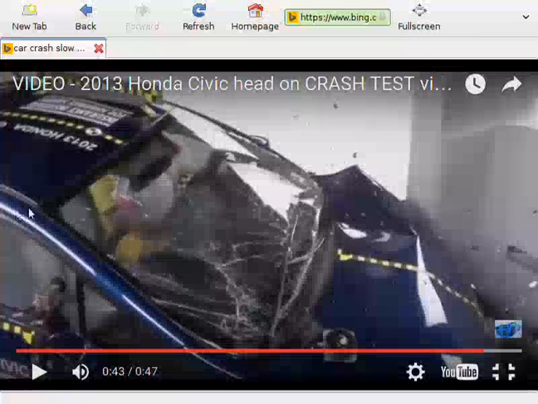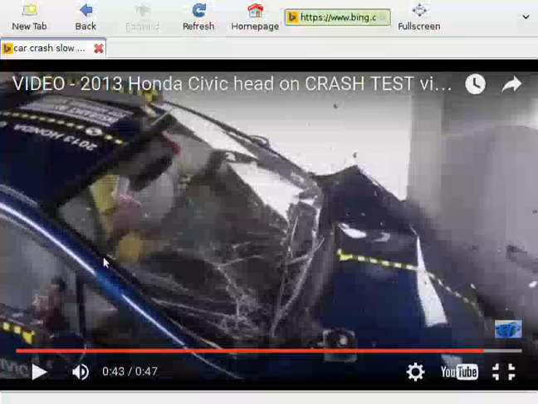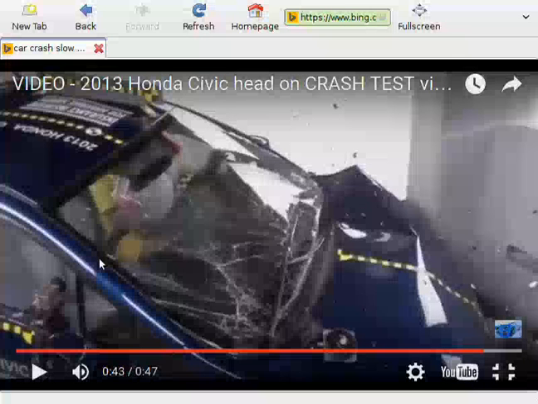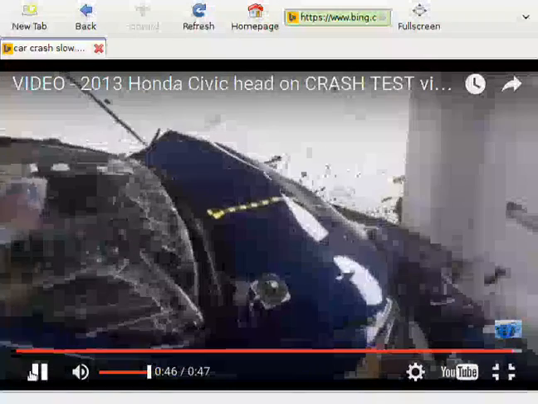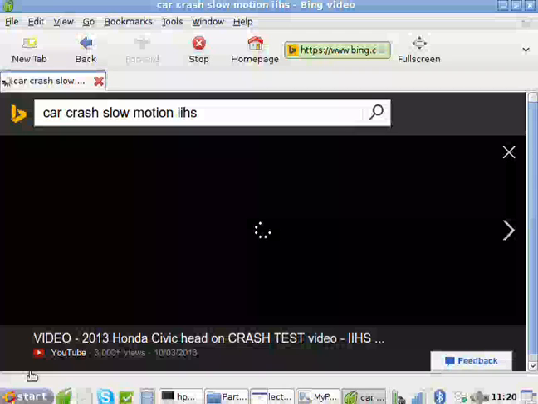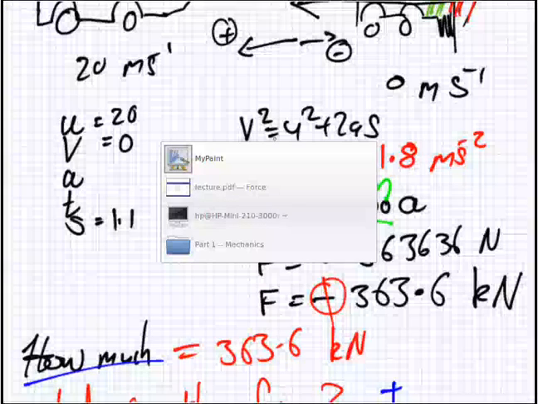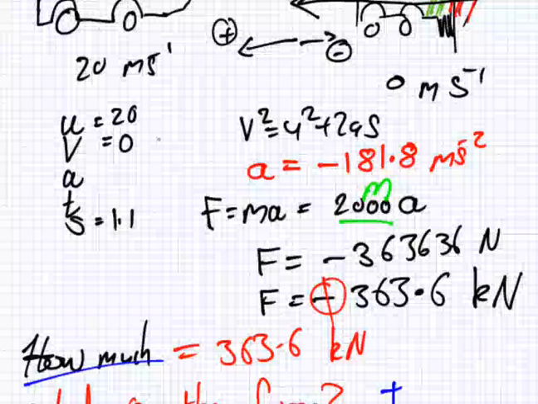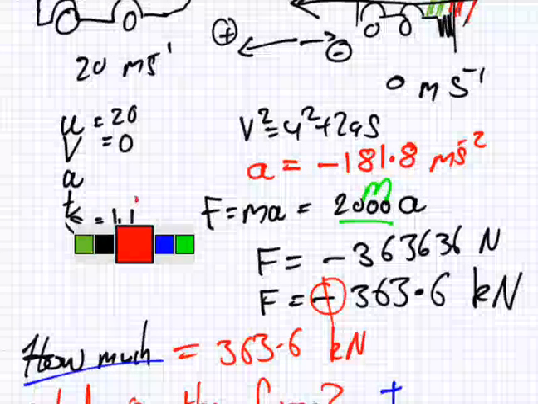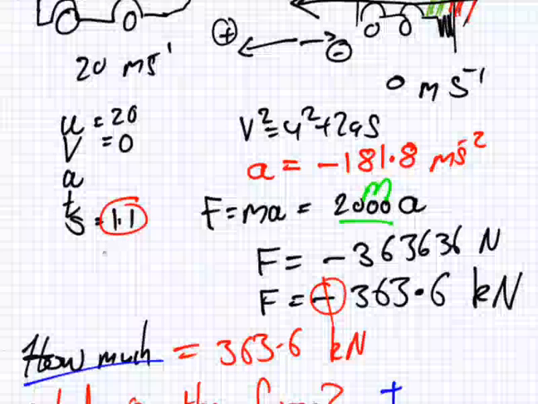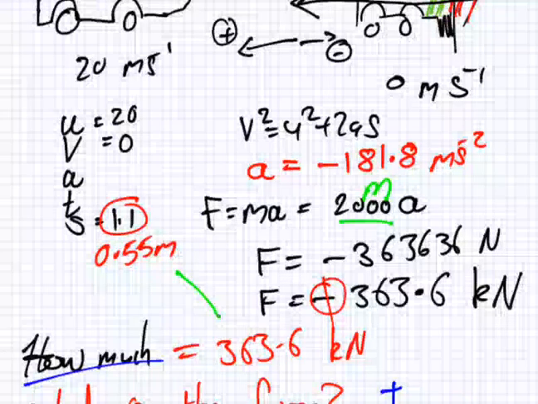Why don't you go to the right? Can you move it to the right? Okay, yeah, play that. It's going to crash into a wall. Yeah, this is the one. Yes. Okay, now that's fast.